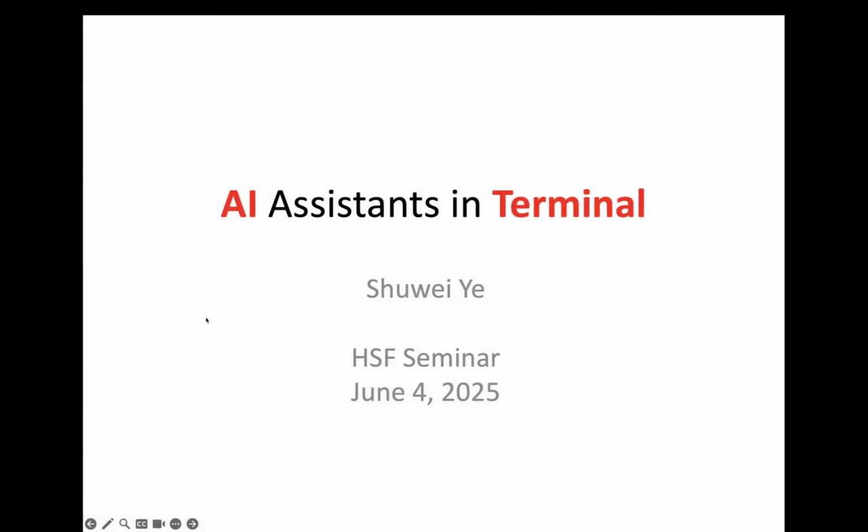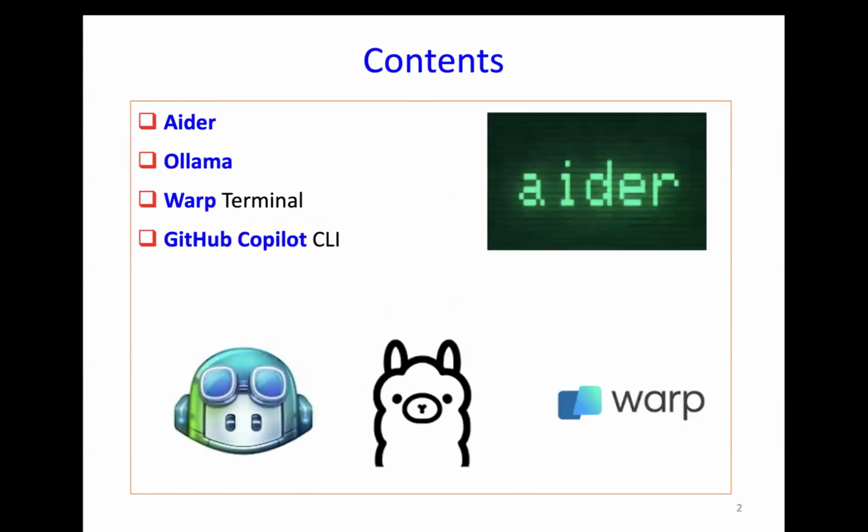Yeah, so today I would like to talk about AI assistants in the terminal. There are quite a few AI assistants available in the terminal, but in this talk, I would like to share my experience with the following tools: Aider, Ollama, Warp Terminal, and the GitHub Copilot command line interface.